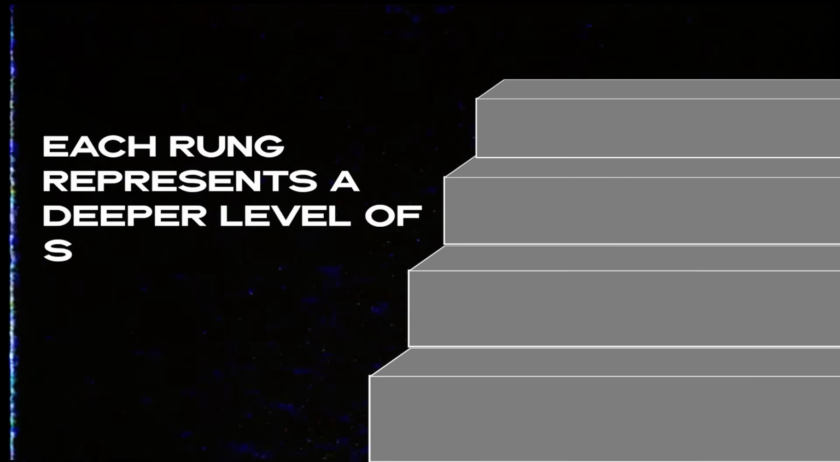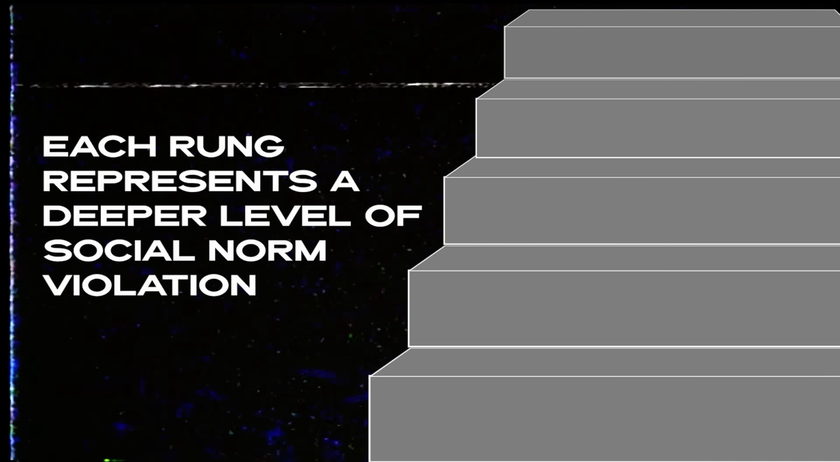So here's the model. I think of deviance as a ladder with 5 rungs on it. Each rung represents a deeper level of social norm violation. So not in a destructive way. At the bottom of the ladder, the mask is fully on. And your job as an author is to move somebody up this ladder so smoothly that they never feel the rung shift under their feet.